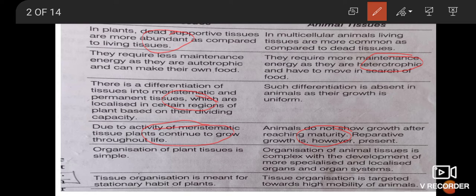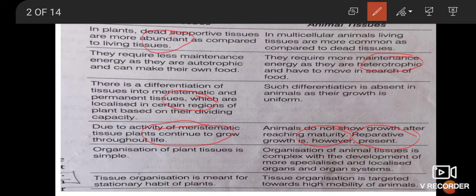Yes, but reparative growth is however present. Now what do we mean by reparative growth here? That is repairing. If particular tissues or cells are damaged, or if the body is physically damaged by any accident, then that reparative growth is present. Otherwise, overall growth stops when maturity comes in animals.